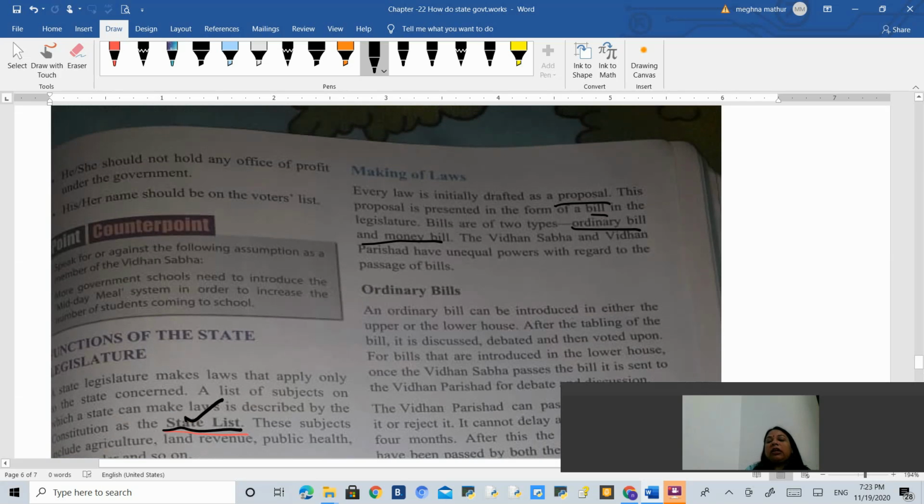Moving on. Now, how are laws made? What is the process behind it? First of all, in the assembly, a proposal comes. A proposal is a kind of document in which all the information related to that particular proposal is given, which is also called a bill. After the proposal comes, it is decided whether it is an ordinary bill or a money bill. A money bill is one which is related to money, and any bill which is not related to money is called an ordinary bill.